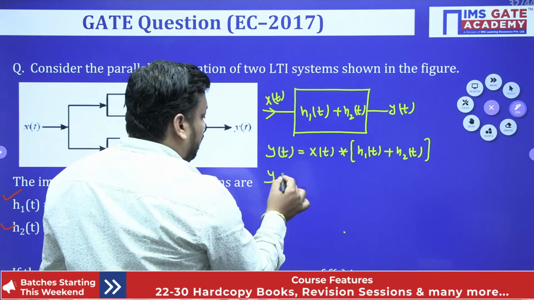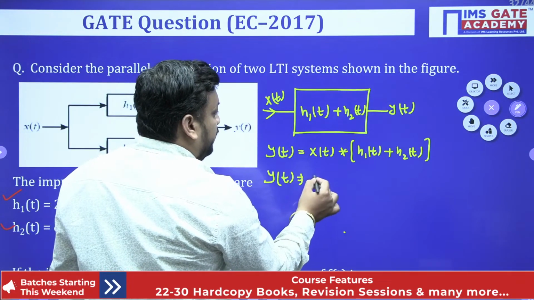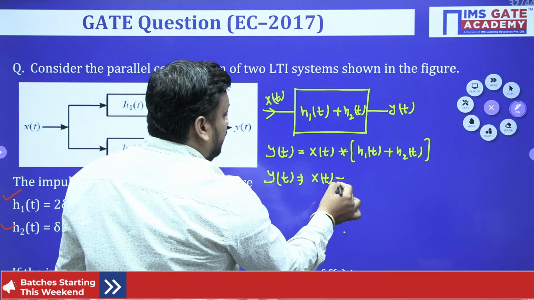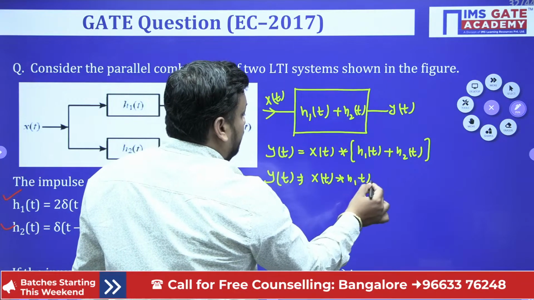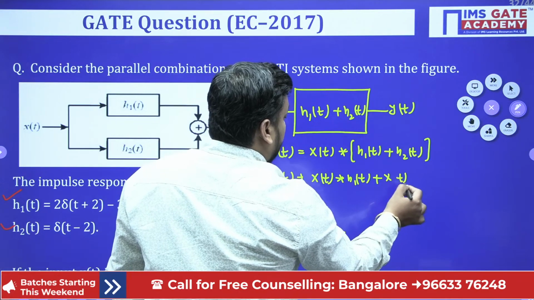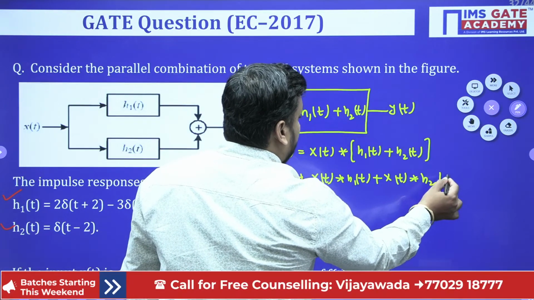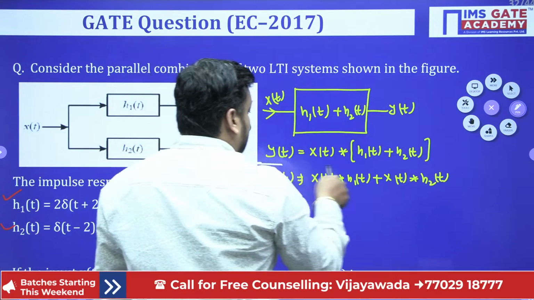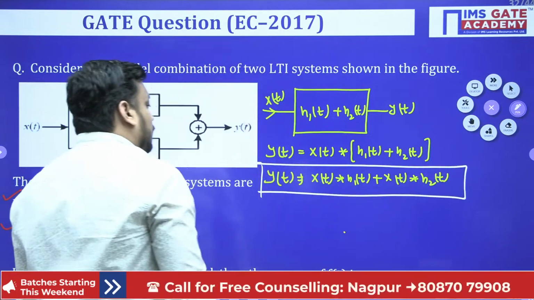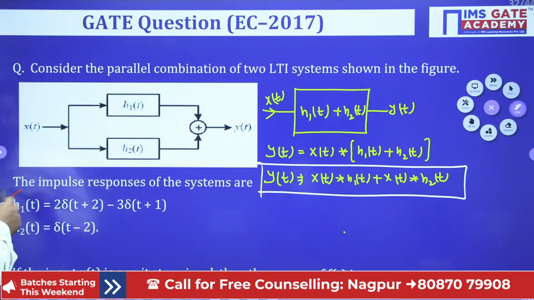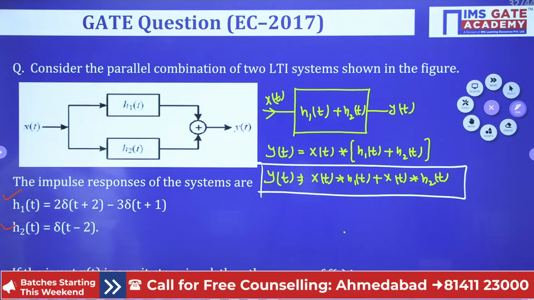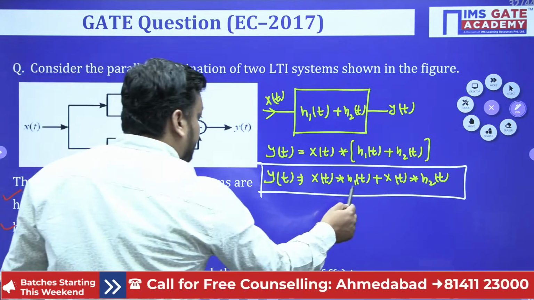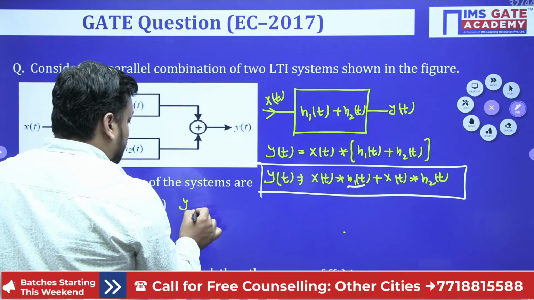So when you convolve it, what will you get? You will get y(t) equal to x(t) convolved with h1(t) plus x(t) convolved with h2(t). So this is my y(t). Now first of all you need to see what h1(t) and h2(t) are, and you just need to add them. So when I put the values of h1(t) and h2(t) here, what will I get?